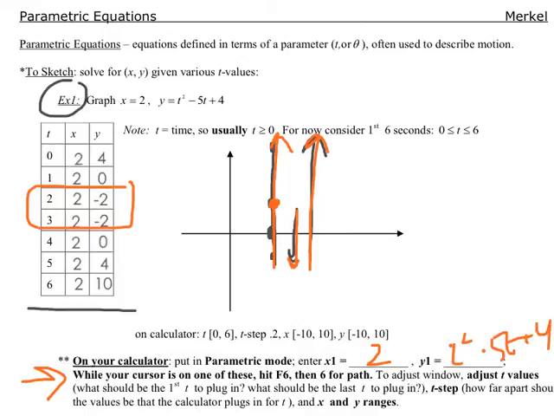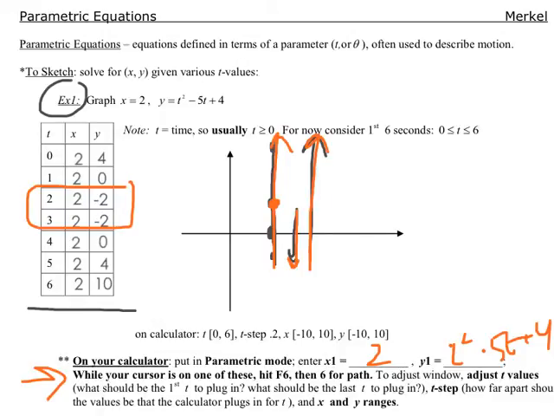Okay, while your cursor is on one of these, after you're done and you hit enter to put them both in, you're going to arrow up and make sure your cursor is highlighting one of those things, and you're going to hit F6 and then number 6 for path. That means when you graph it, you're going to actually get to see the path of an object instead of just the end result. To adjust a window, you're going to adjust t-values.